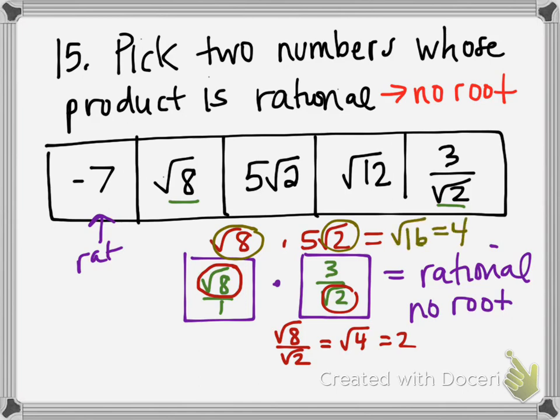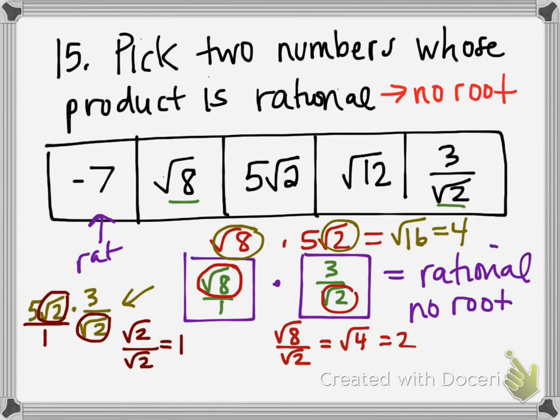And another option would be the following. You can multiply 5 root 2 times 3 over root 2, and the reason this gets rid of the root is if you create a fraction in the first term by putting a 1 under, and if I multiply straight across, all I care about is the roots, so there would be root 2 in the numerator, root 2 in the denominator, and if you reduce that, it's just 1, so that would also be rational.